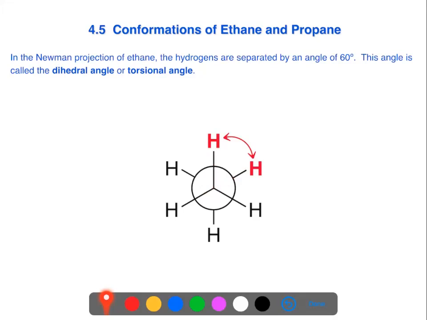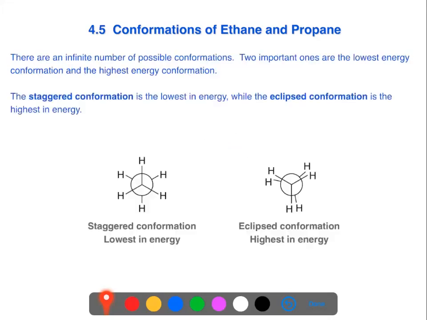And so what we're going to look at is if we rotate one of the carbons with respect to the other, we're going to see how this dihedral angle will change, and how that dihedral angle and the interactions that occur as a result of how these bonds are arranged in space affect the overall energy or stability of a particular conformation.